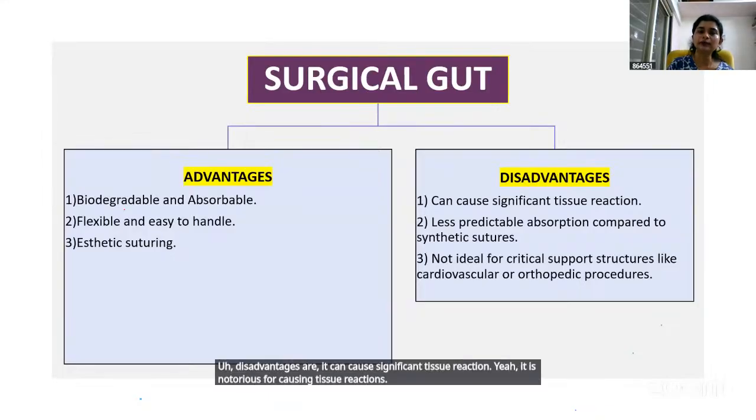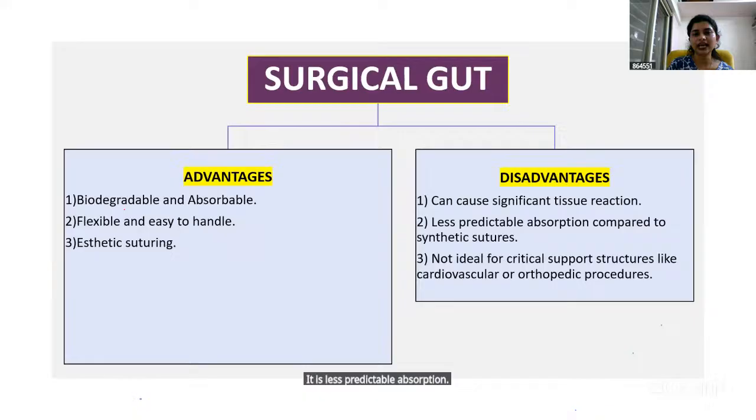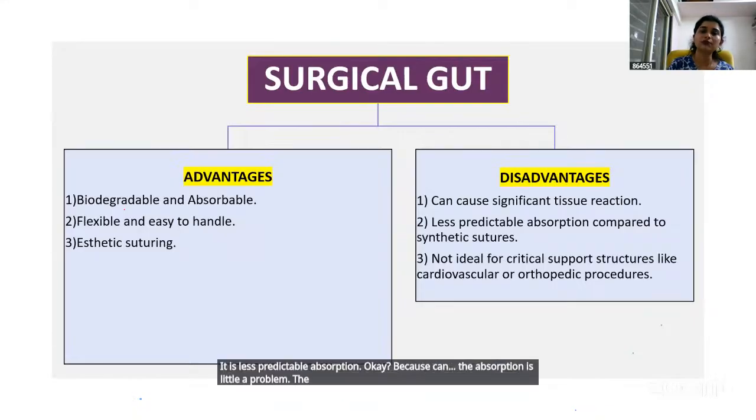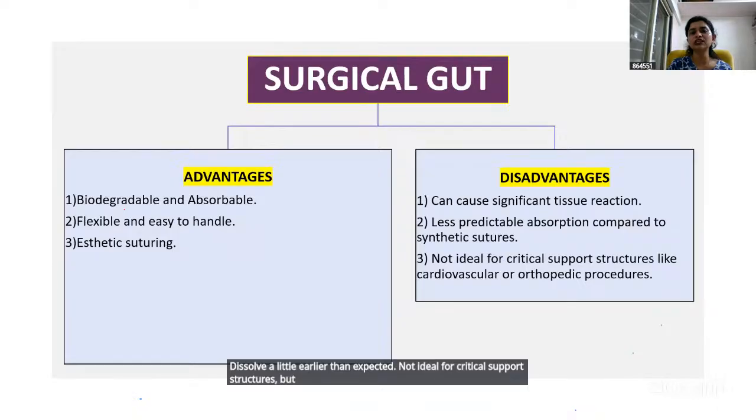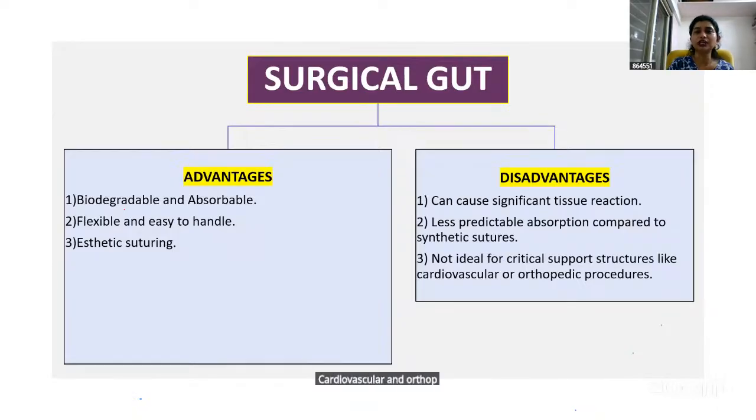It has less predictable absorption, because the absorption is a little bit of a problem. The duration of absorption sometimes can resolve a little earlier than expected. It is not ideal for critical support structures, which is obvious. You can't use them in cardiovascular and orthopedic surgeries and other critical structures, because the absorption is not 100% guaranteed.